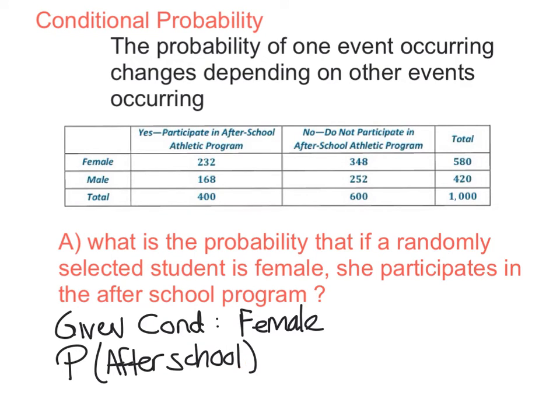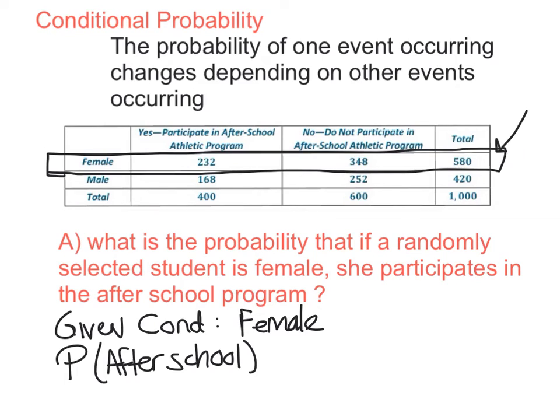Here's how I attack this one. I start with my given condition. My given condition is the female row. This is the only row you can look at. I'm going to box it in. My probability has to be out of this row, so it has to be out of 580 because that is my total. That's my given. Now in that row, I'm looking for the probability that you're in an after-school program. In this row, the probability that you're in after school is 232. That's what a conditional probability is: what is the probability given a certain circumstance? I was given I had to be female, so I could only be in this row. Now the probability I'm in an after-school program.